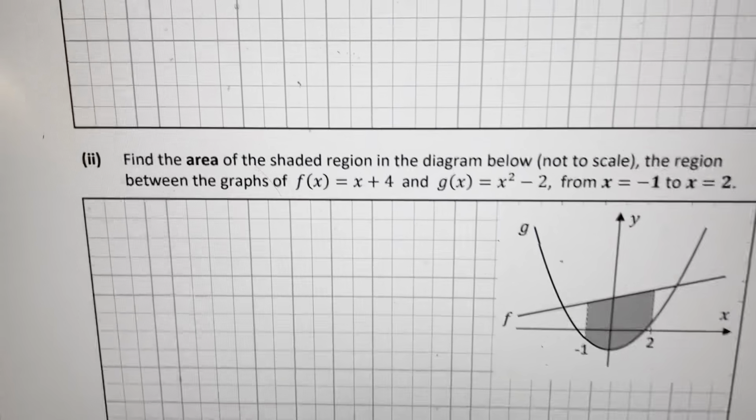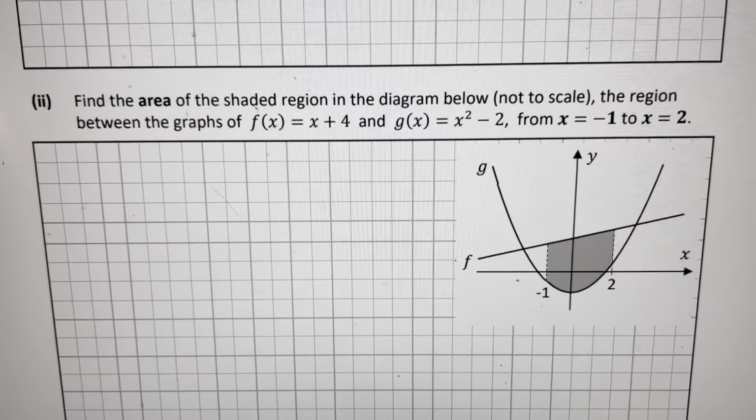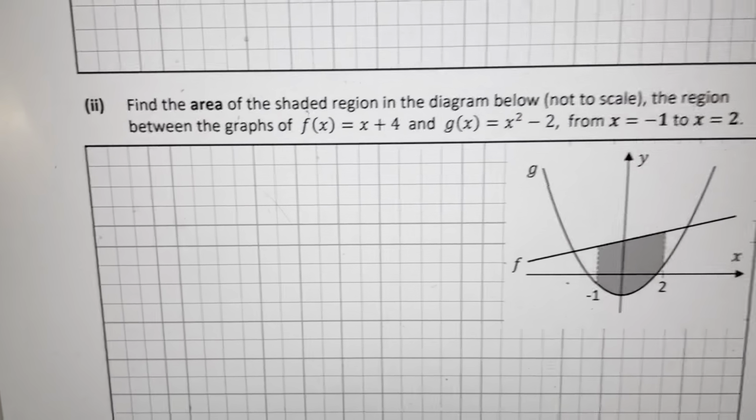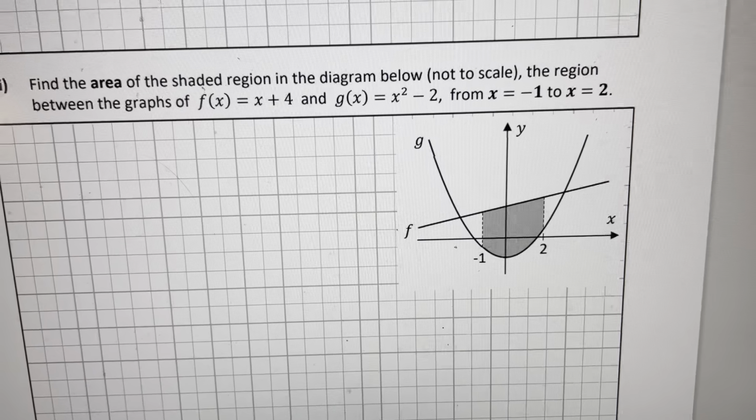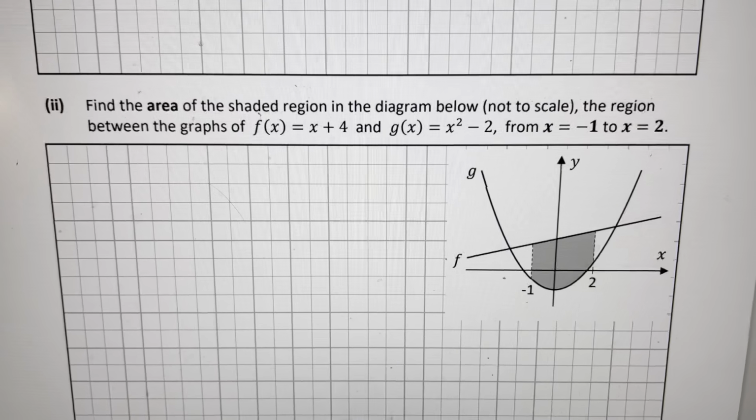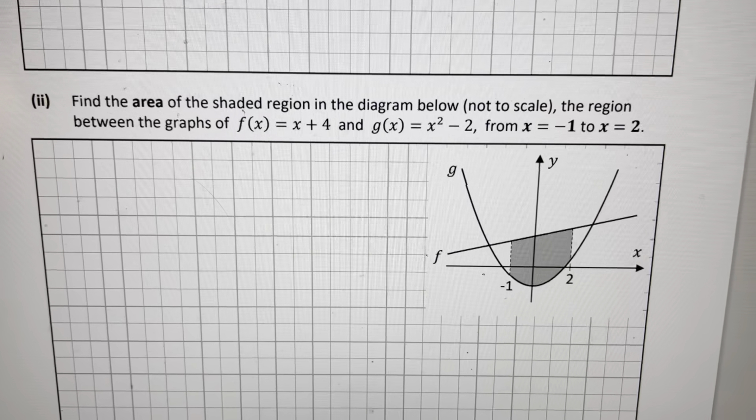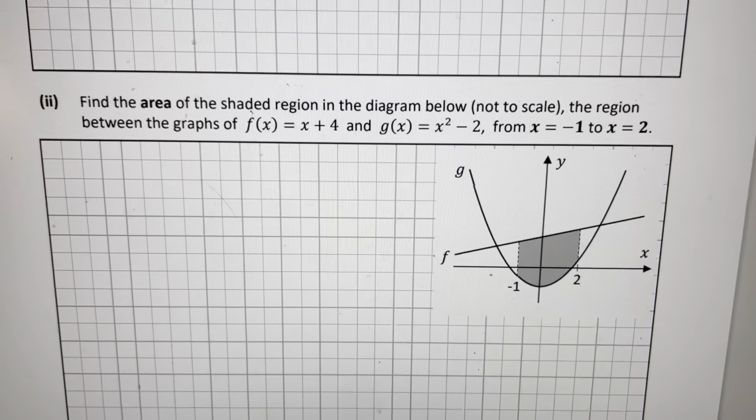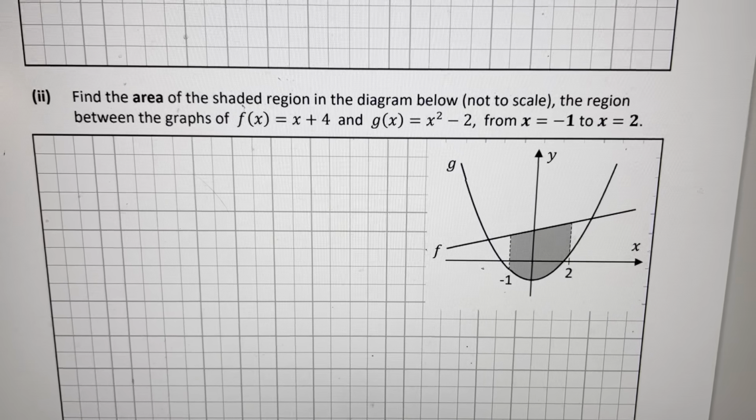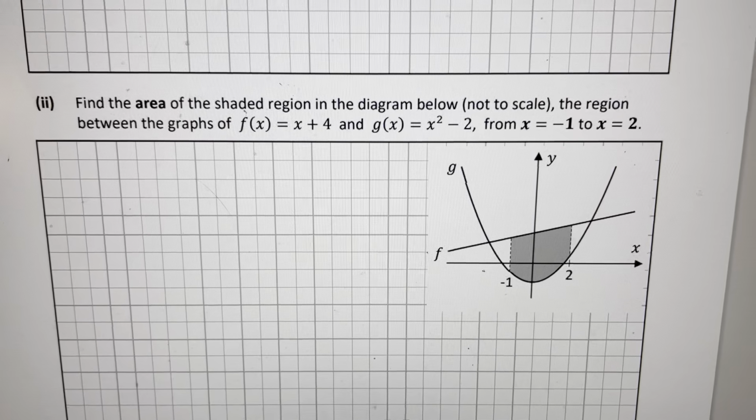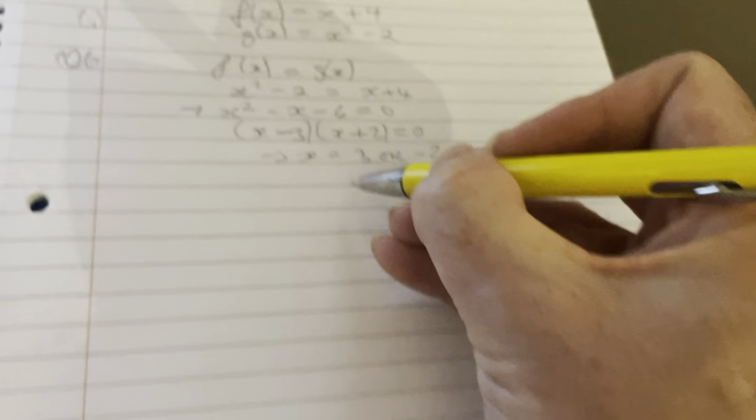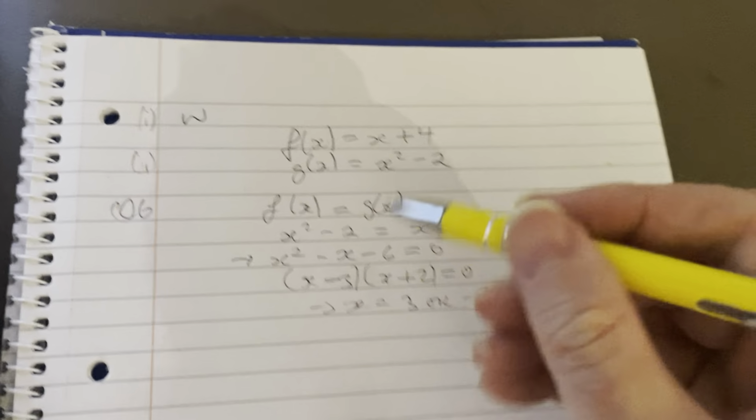Okay, the next question is quite different. So find the area of the shaded section. And that's going to be the region between the graphs from -1 to 2. Okay, so that's quite a nice one. Or is it kind of tricky? Let's see. Okay, so it is G, yeah, and X, yeah.